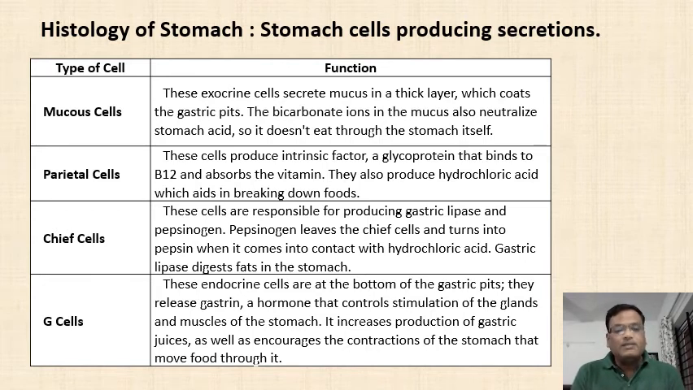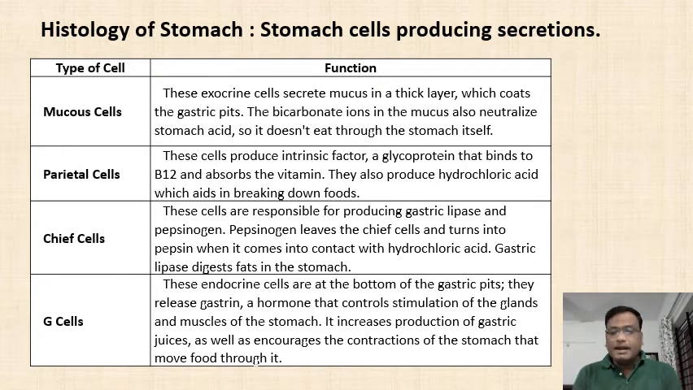So mucus cells, as the name suggests, are involved in secretion of mucus, and this mucus is going to protect the inner wall of the stomach against the enzymes, the hydrochloric acid, and other harmful substances or strong chemicals which may enter into the stomach in the form of food.